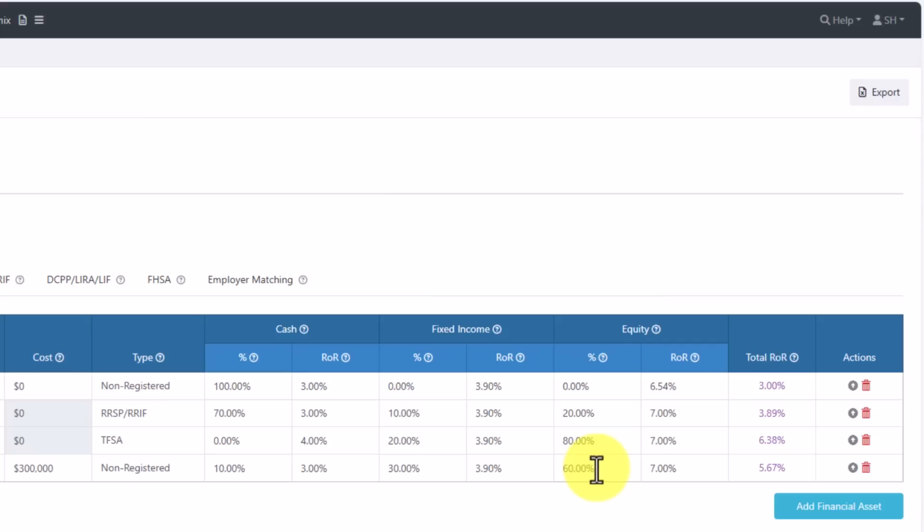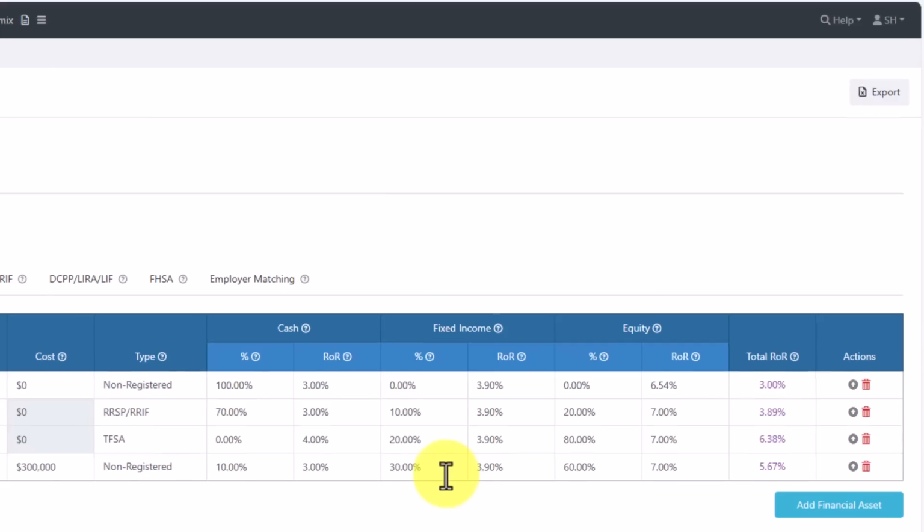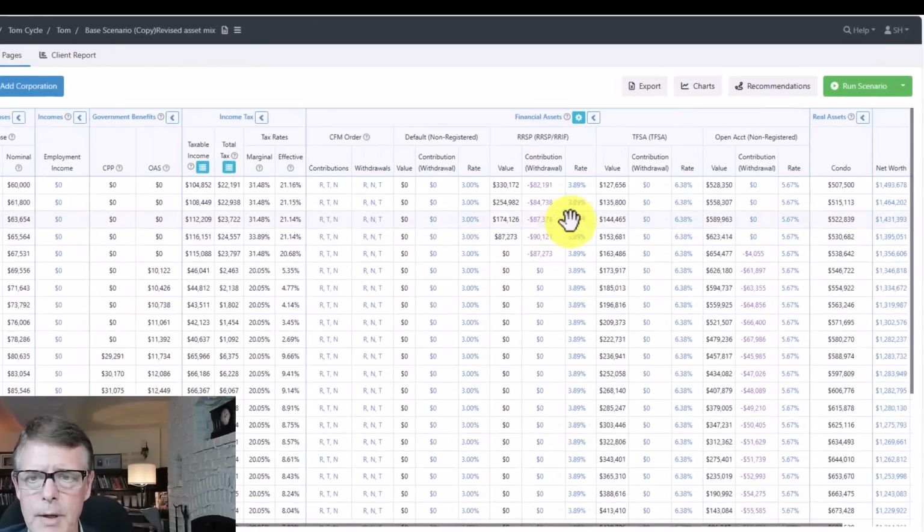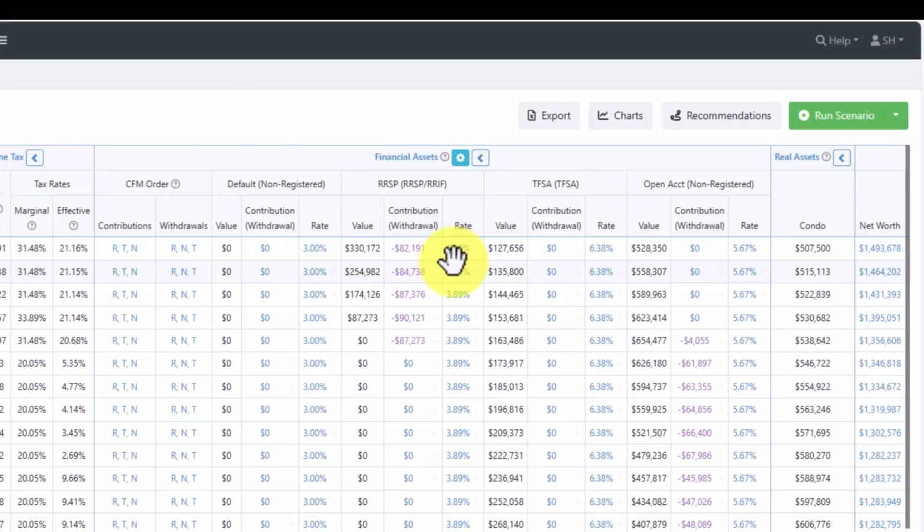Okay, so overall, I'll talk about the investment mix we put in place for Tom in just a minute, but what I want to do is show you the ripple effect in this particular analysis from the other base case that we reviewed together. Okay, this is the master spreadsheet. You can see with the RIF accounts or RSP accounts, we're getting a weighted average return of 3.89% on the portfolio. You can see on the TFSA account, we're getting 6.38% on the portfolio. And then you can see on the open account, we're getting 5.67% on the portfolio.